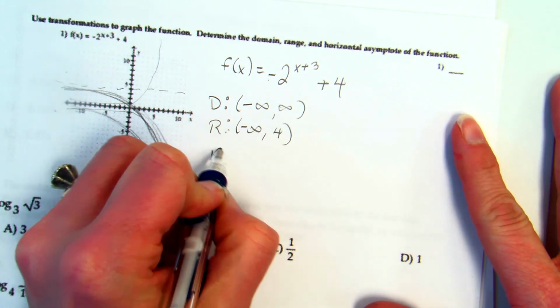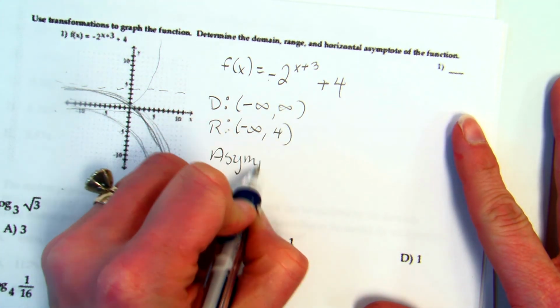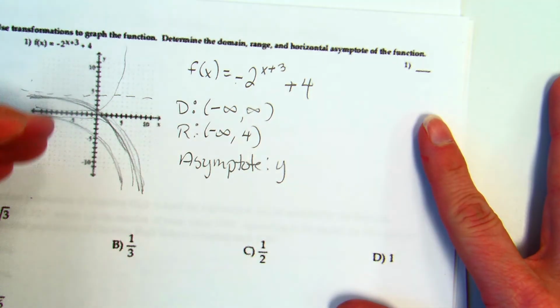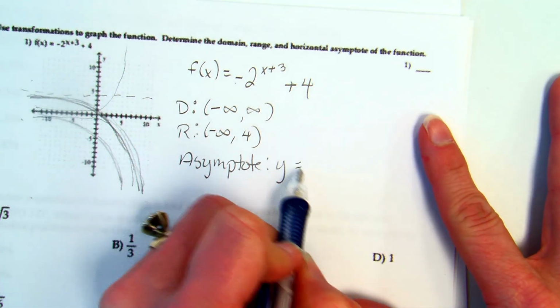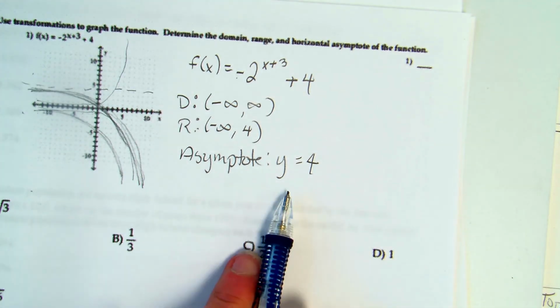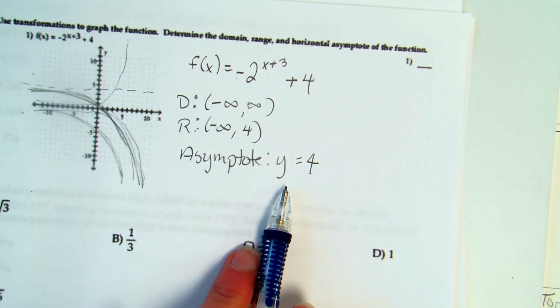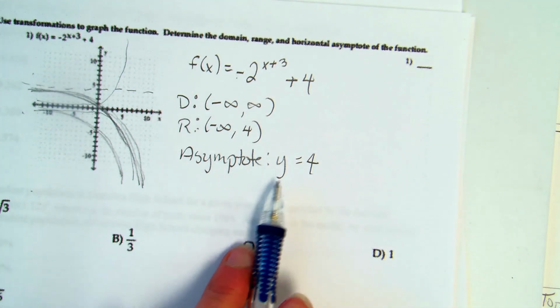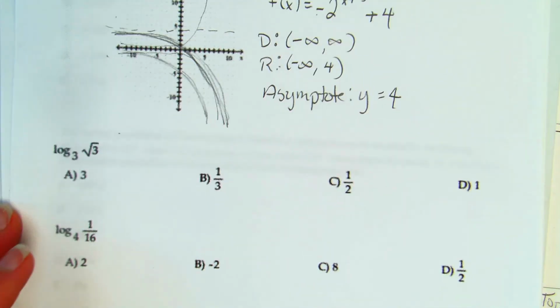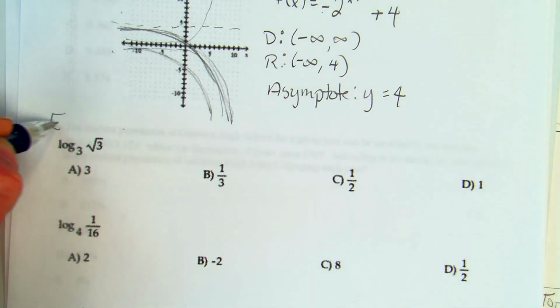And guess what the asymptote is? Everything moved. So if the original asymptote was y equals 0, everything shifted up 4. So this asymptote is also y equals 4. Make sure if you're listing an asymptote, you write it as a constant function. Y equals number.